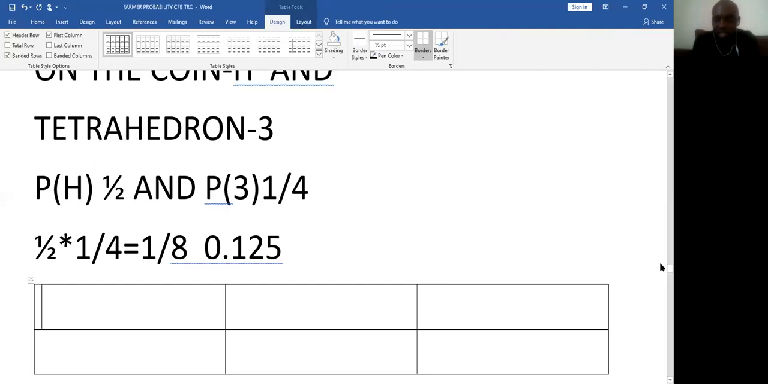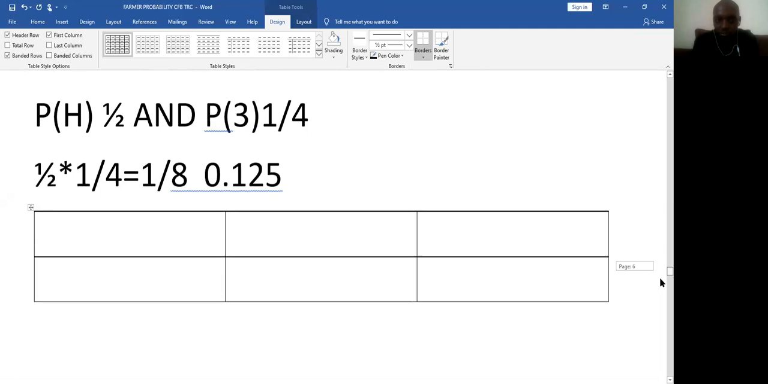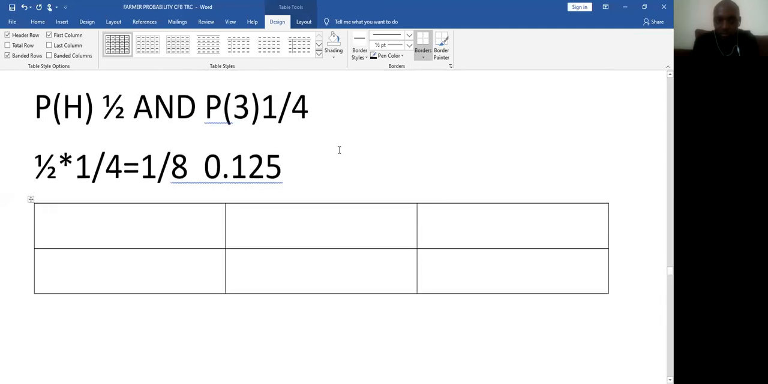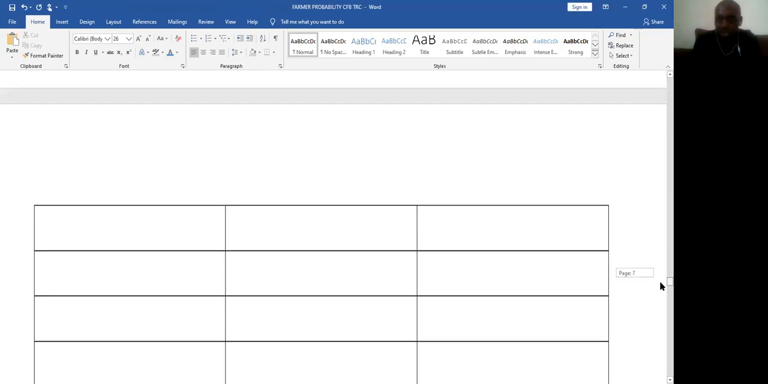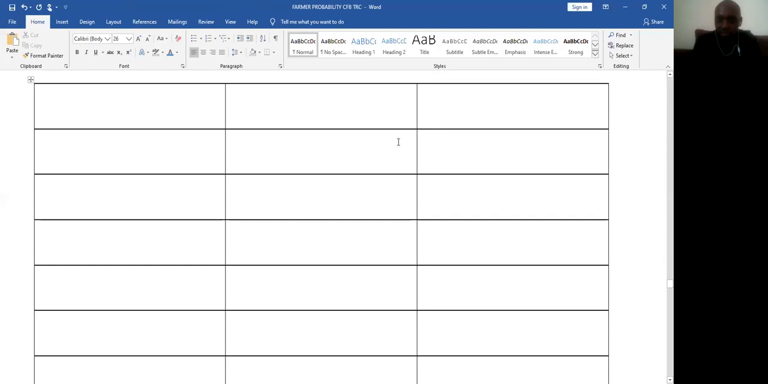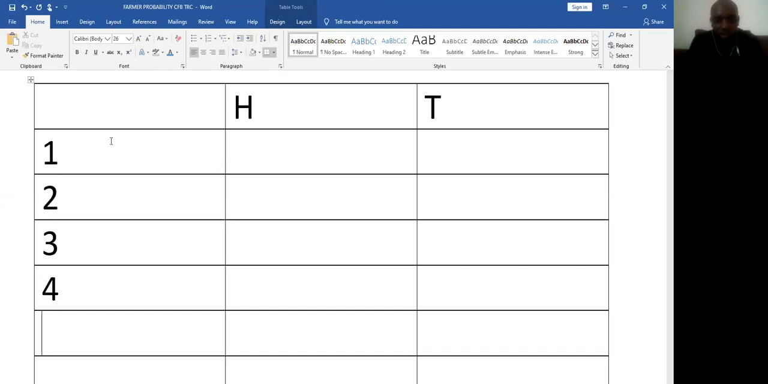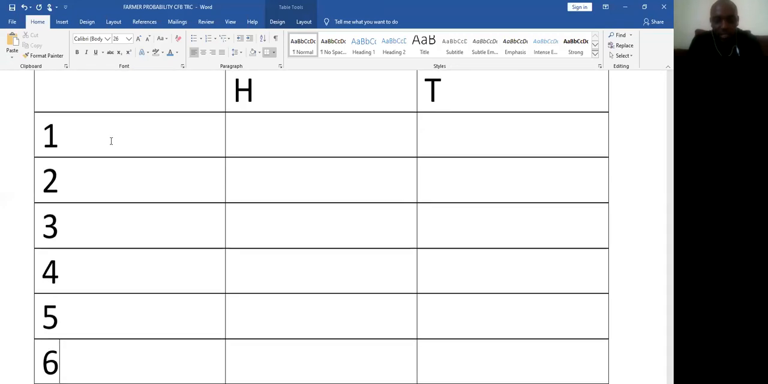Let me have a coin and a die. So let me come to this page and show you. If I toss a coin and a die together, a coin is going to have a head and a tail. A head and a tail. So a die is going to have 1, 2, 3, 4, 5, 6.